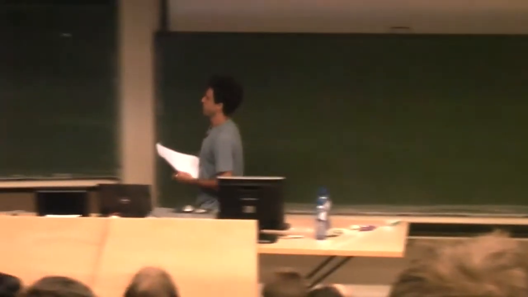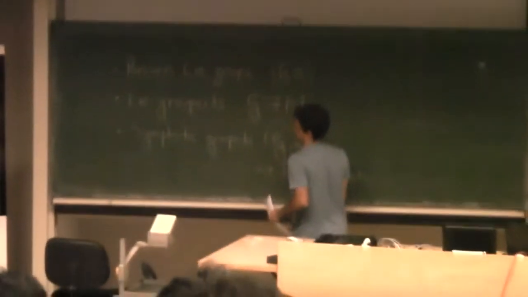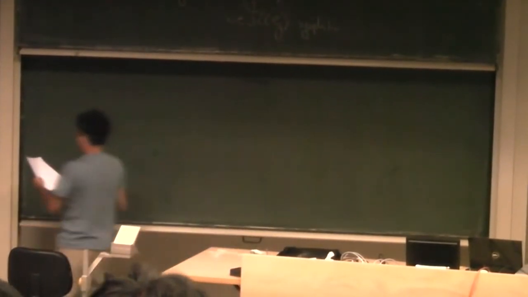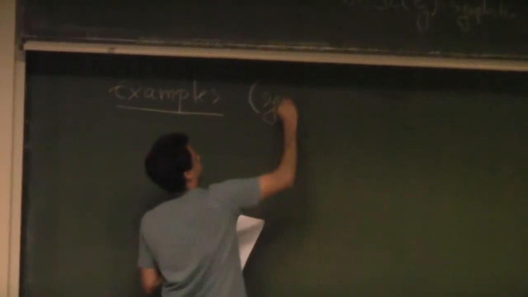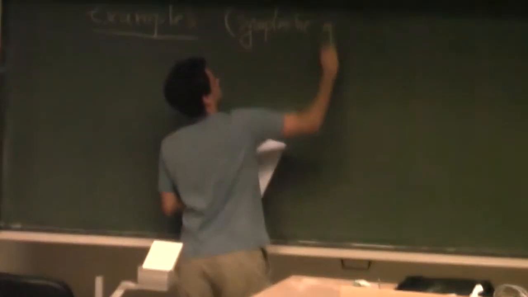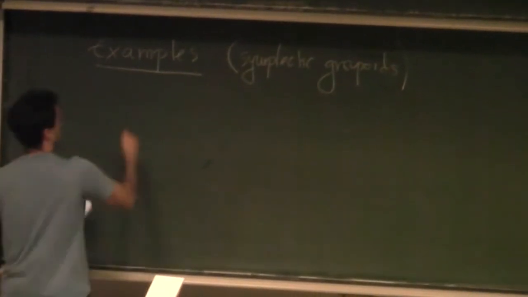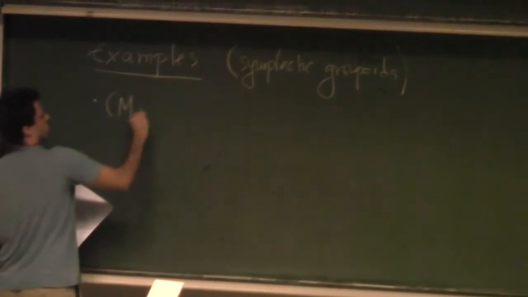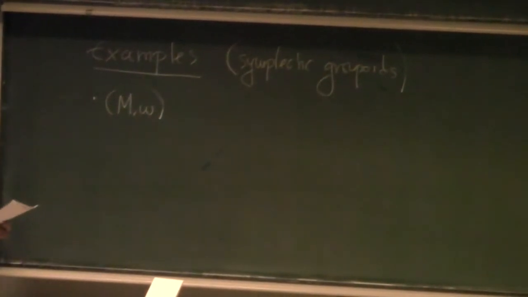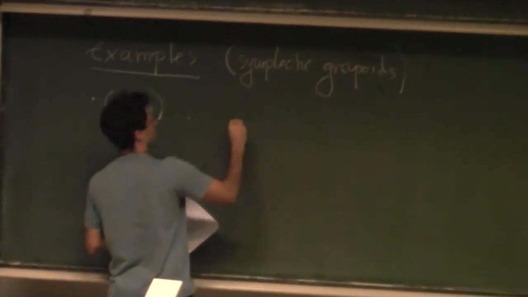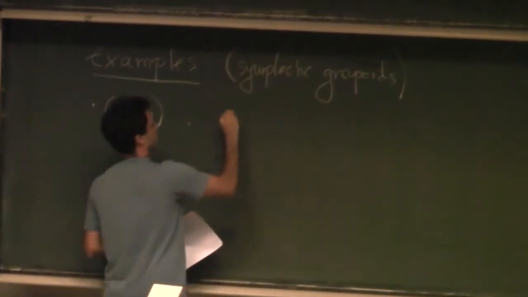So let me give you some initial examples of symplectic groupoids. I didn't talk about them last time, so just very basic examples. The first one: if M is a symplectic manifold, there are two symplectic groupoids that you can create from it.